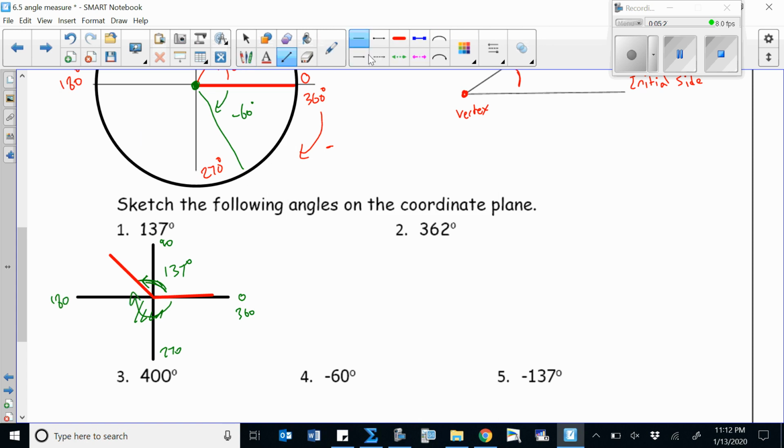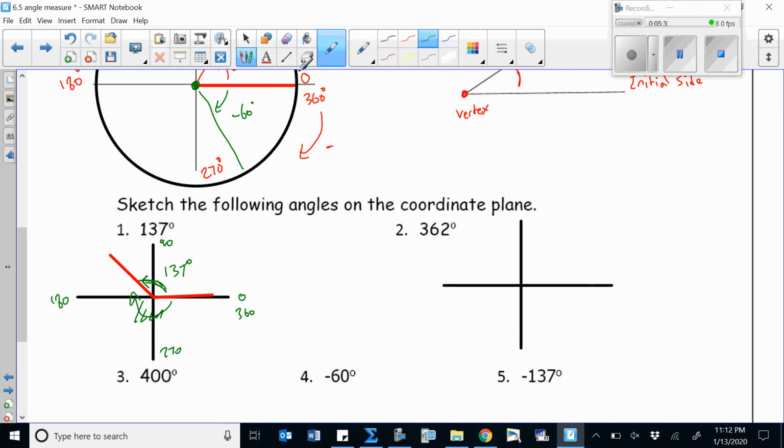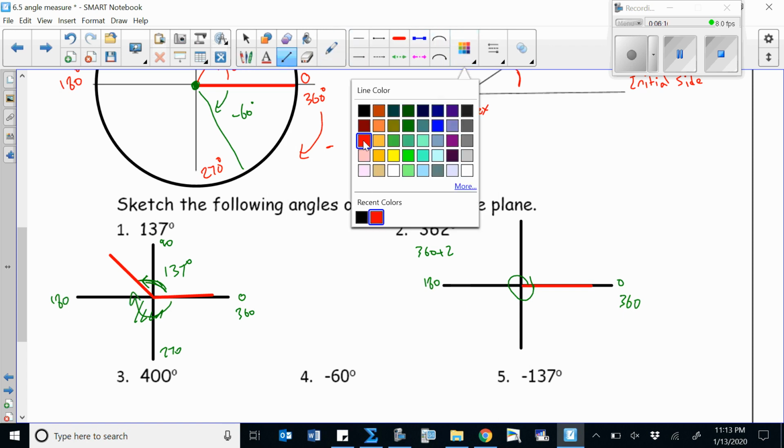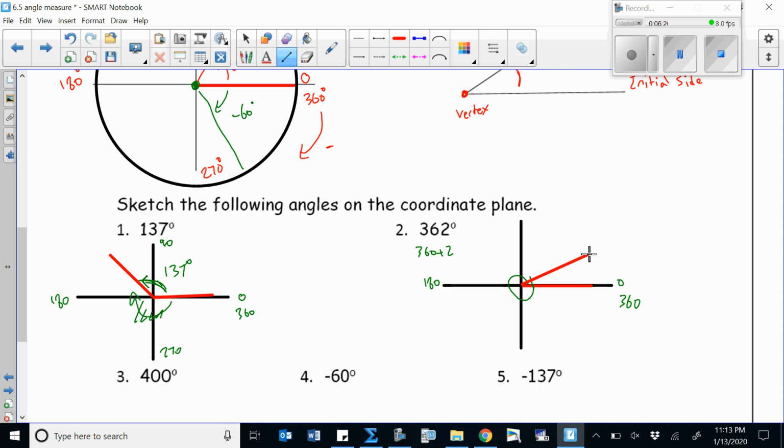Okay. Now let's draw 362. Again, the initial side is here, and then the terminal side. We know that this is 0, 180, and then all the way back here is 360. And 362 is 360 plus 2 degrees. That means to draw this angle, I'm going to start from here and go to 90, 180, 270, and 360, and I don't stop here because I have 2 more degrees after that. So I go a little bit after that here. And then I can draw my terminal side, which is something like this.